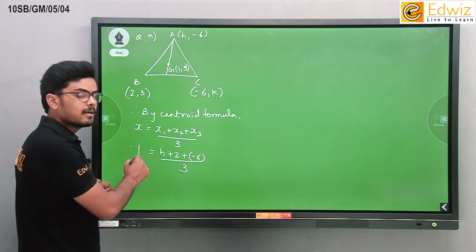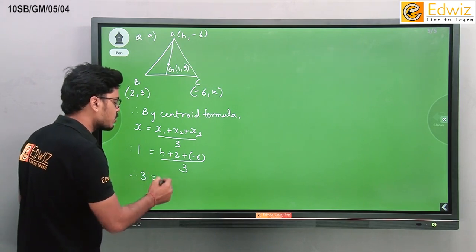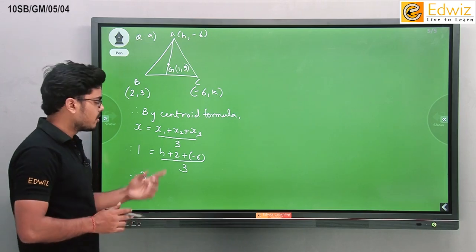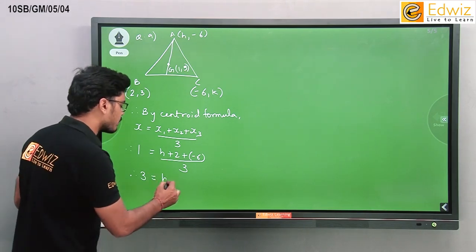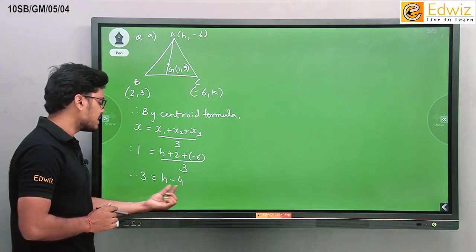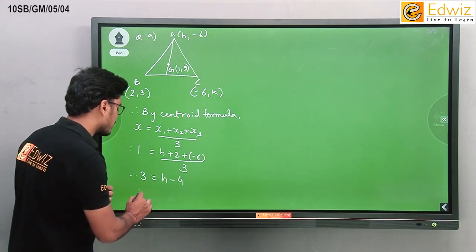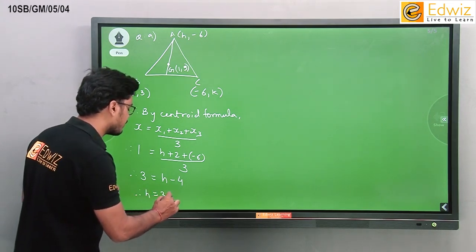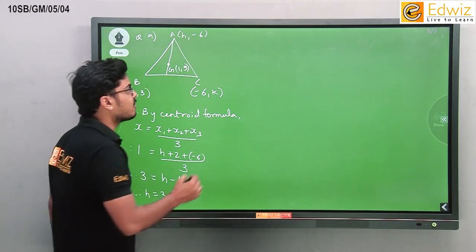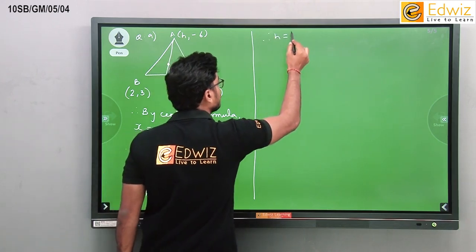Take 3 on the other side. 1 into 3 will become 3, and h plus 2 minus 6. Correct? Positive and negative will become negative. 2 minus 6 is minus 4. So h minus 4. Correct? So what will be the value of h? Minus 4 will shift to the other side with 3, so 3 plus 4 will come. Okay, so h will be equal to 3 plus 4, that is 7. We got the value of h, that is 7. So we'll write that finally. Therefore h equal to 7.